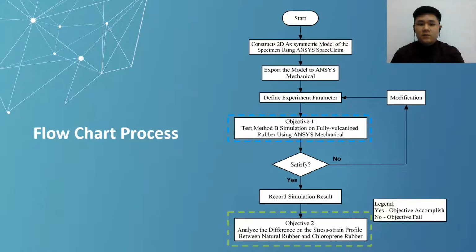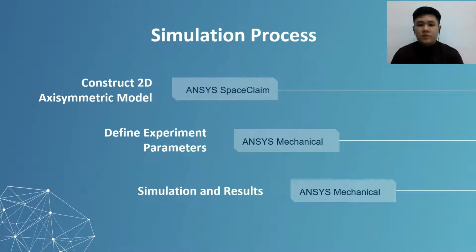This is the flowchart process of this project, where it starts from constructing the 2D axisymmetric model to analyzing the result. In the simulation, there are mainly three parts. First is to construct the 2D axisymmetric model in ANSYS SpaceClaim. Second is to define the experiment parameters in ANSYS Mechanical. And the last part is to simulate and generate the result in ANSYS Mechanical.